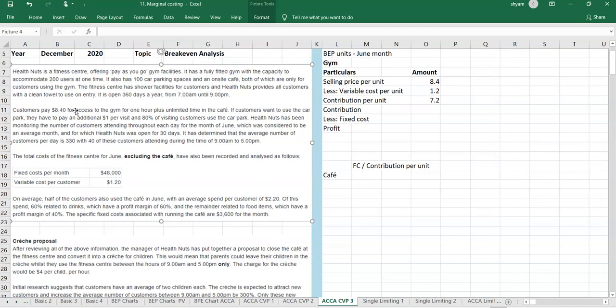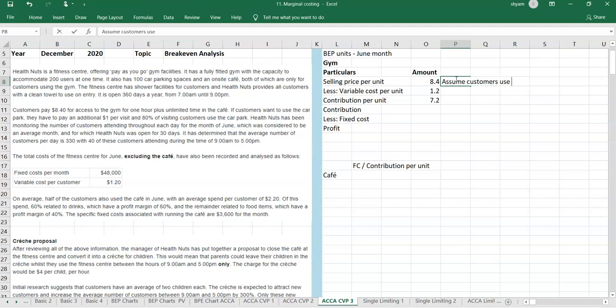See, he has not told how many hours they use. It's normally 1 hour, so we have to assume customers use only 1 hour. Each customer is using only 1 hour, because then only one towel would be given, since even if they use it for 2 hours, still only one towel is given. But we are assuming that it's going to be just 1 hour. So on average, half of the customers also use the cafe in June. So we'll also work this out for the cafe.